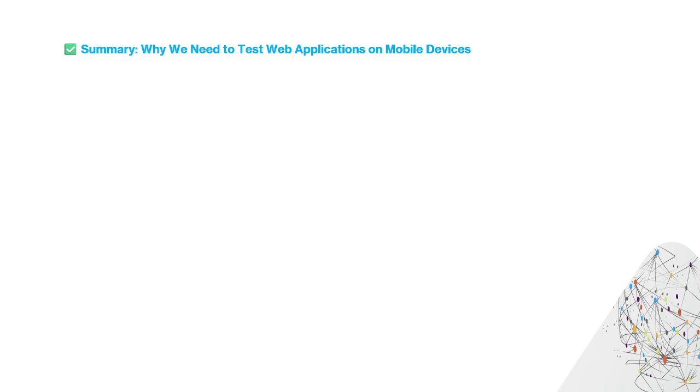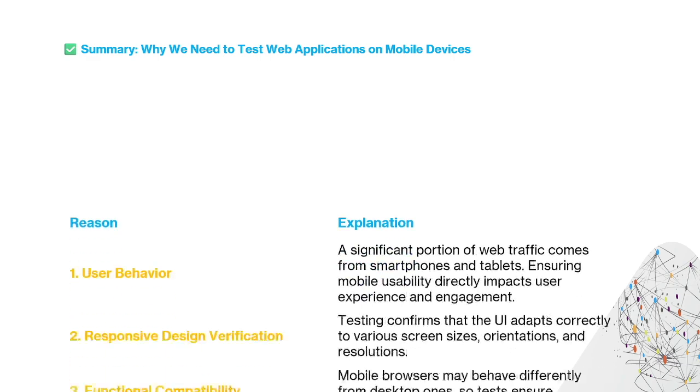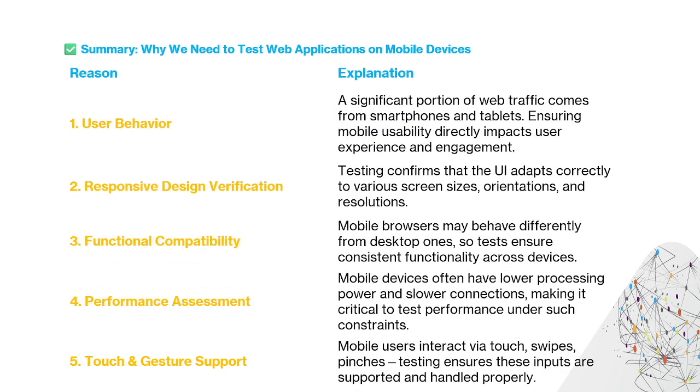So why do we need to test web applications on mobile devices? Here are a few reasons. The first one, user behavior. A significant portion of web traffic comes from smartphones and tablets. Ensuring mobile usability directly impacts user experience and engagement.